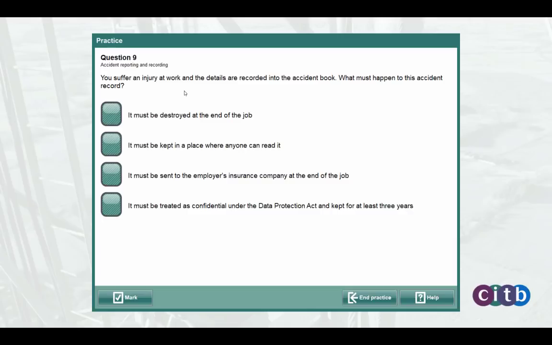What must happen to this accident record? It must be destroyed at the end of the job. It must be kept in a place where anyone can read it. It must be sent to the employer's insurance company at the end of the job. It must be treated as confidential under the Data Protection Act and kept for at least 3 years.